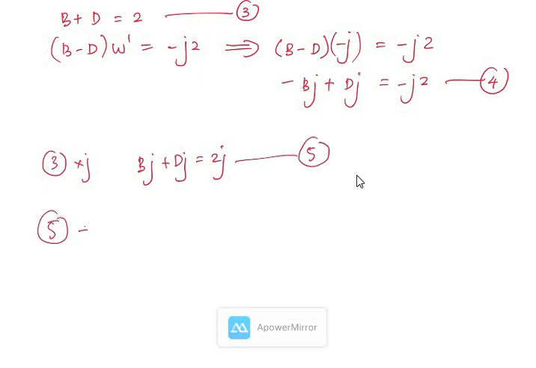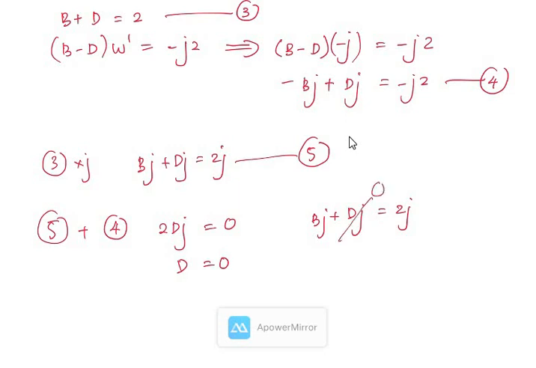Equation number 5 plus equation number 4, so I get Bj plus minus Bj, you get 0. Then Dj plus Dj, I get 2Dj. And then 2j minus 2j, you get 0. So you get 2Dj equals 0, then D equals 0. Then I substitute into equation number 5, I get Bj plus Dj equals 2j, and Dj is 0. So B equals 2j divided by j, this is equal to 2.